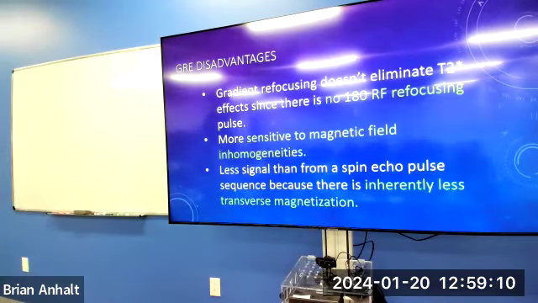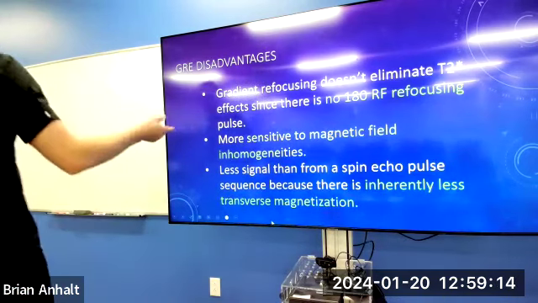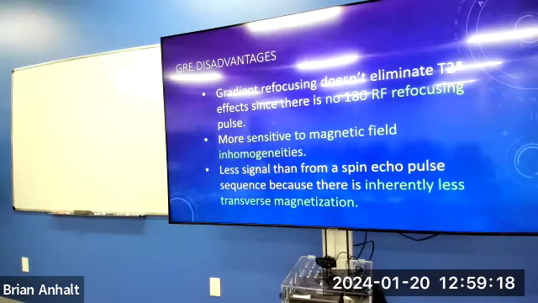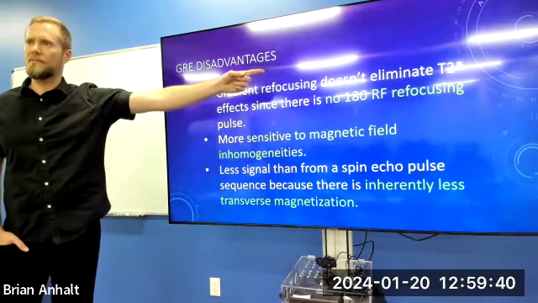What did we use the 180-degree RF pulse for? We rephased it, but what did it do for us? T2 star down, right? We got rid of those T2 star dephasing effects. Did we get rid of them now? No. So the contrast that we get has T2 star effects inherently built into it. We're not eliminating them by using RF refocusing. Gradient refocusing does not eliminate T2 star.